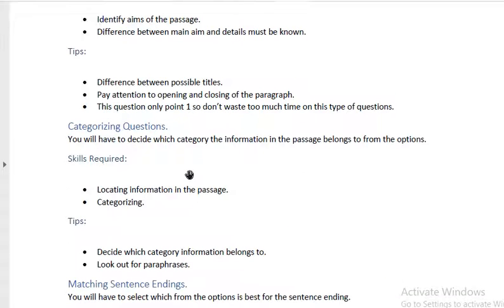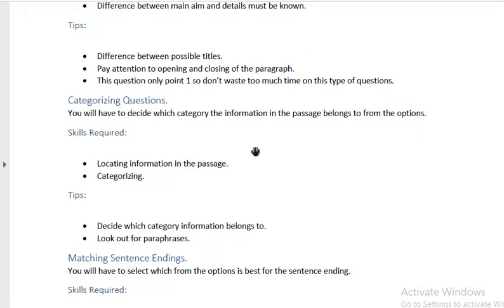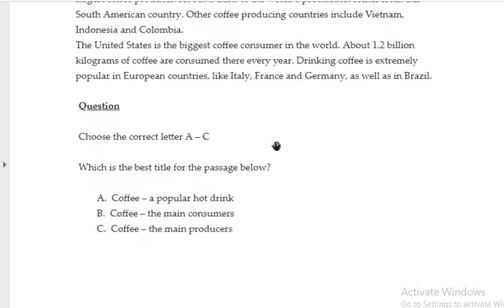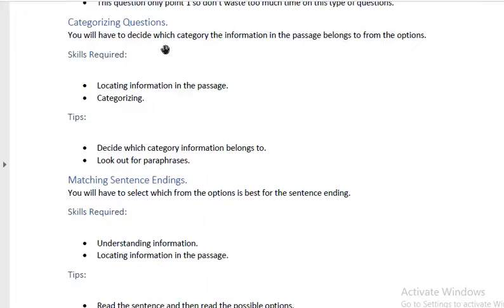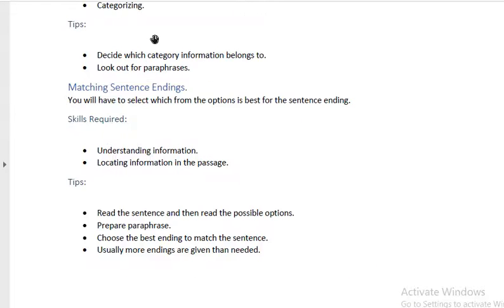And categorizing questions: you will have to decide which category the information in the passage belongs to. The options, for example, I don't have an example of this, sorry. Okay, so these are the types of question.